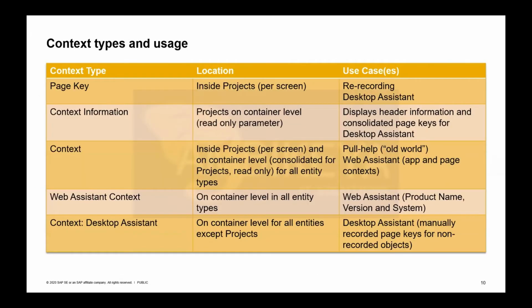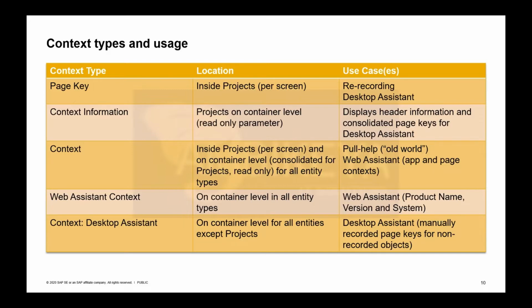Therefore, it's the next table. Let's go through this, and then we're going to go into detail one by one. First of all, the secret spice that we're always discussing in all the trainings. I believe we already had several sessions where we talked about page keys in detail. It lives inside projects. It's per screen, because you could change your context screen by screen. So obviously that's necessary, and it's used for re-recording and for the desktop assistant. So the re-recorder relies on the page key's robustness, and the desktop assistant does.